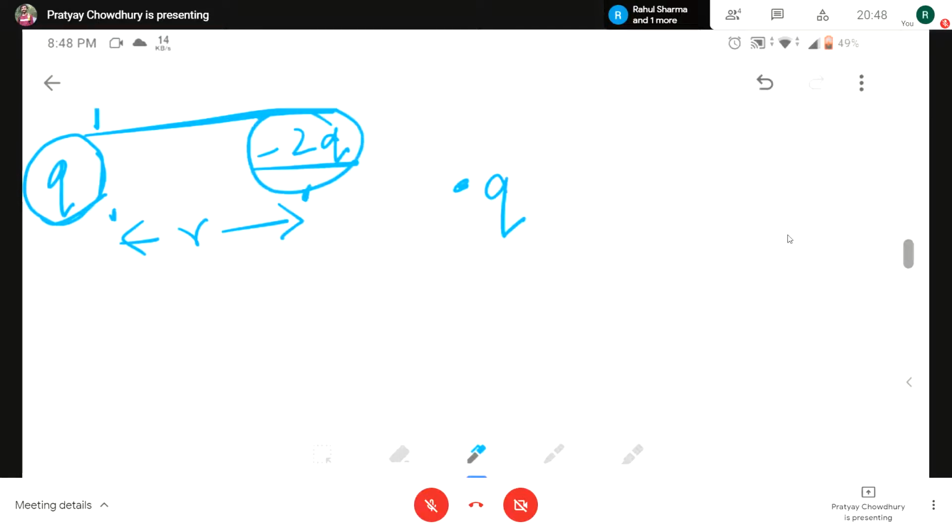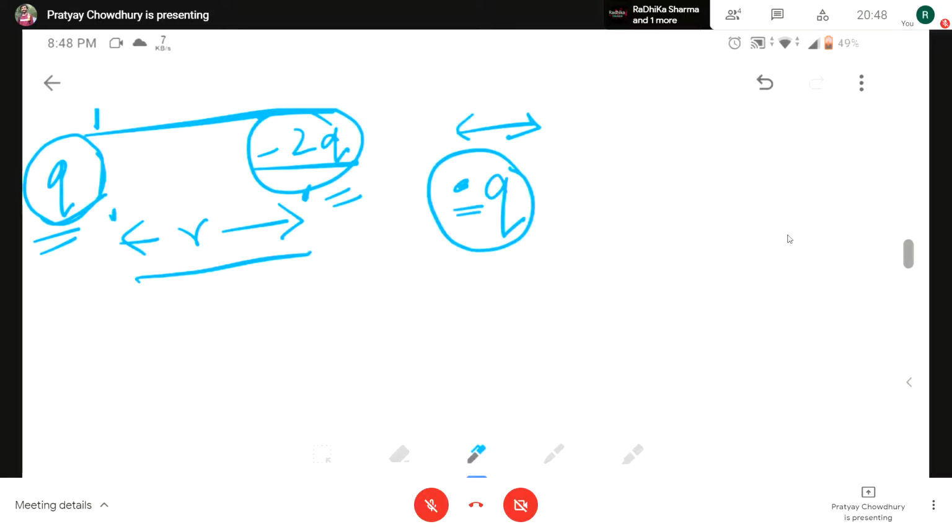Did you get it? That you have two charges q and minus 2q. They are placed r distance apart, and you have another test charge which you can move, and you have to find one position for q, in which position the net force on this charge due to this and this charge is 0. Have you tried it?